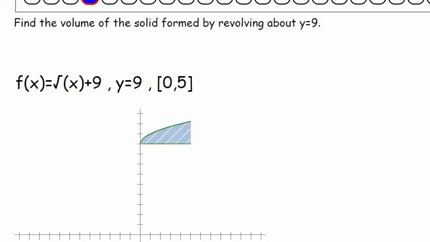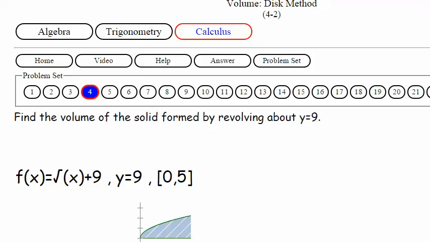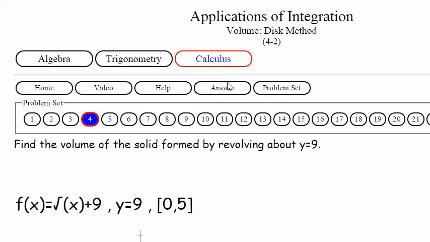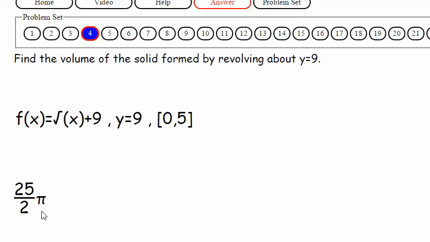That's all we need to know. Right? That's it. What else is there? Let's do it. Hit the answer. That's it. There it is. 25 over 2 pi.